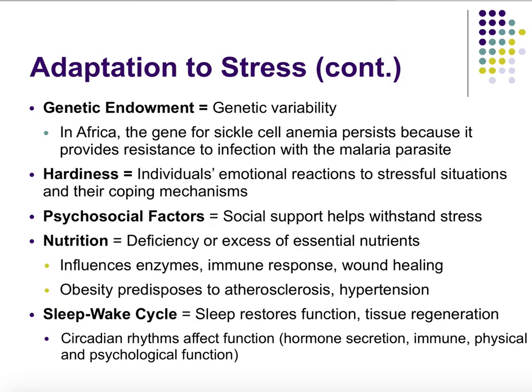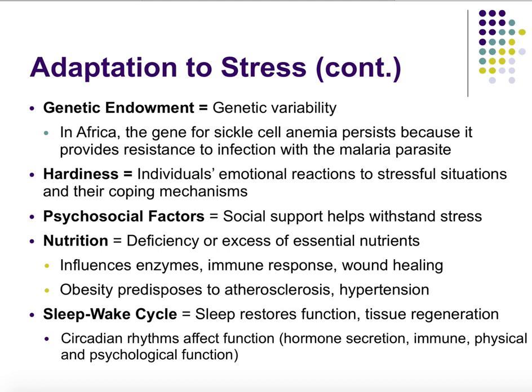Others include genetic endowment. So your genes play a role. For example, in Africa, the gene for sickle cell anemia still persists because it provides resistance to infection from the malaria parasite. So that's a genetic endowment. Hardiness is another factor. That's your individual's emotional reactions to stressful situations and their coping mechanisms. So some people stress out really easily with any kind of change, versus others it doesn't really affect very much, and they have really good coping mechanisms.